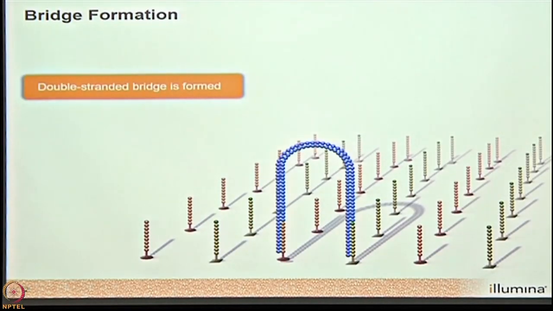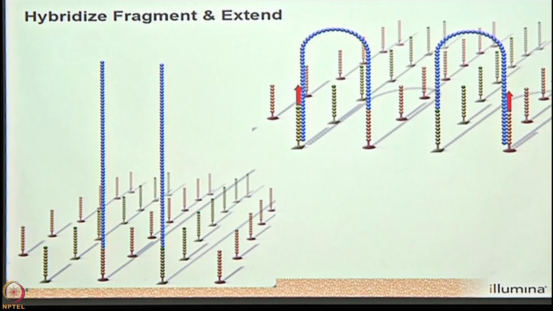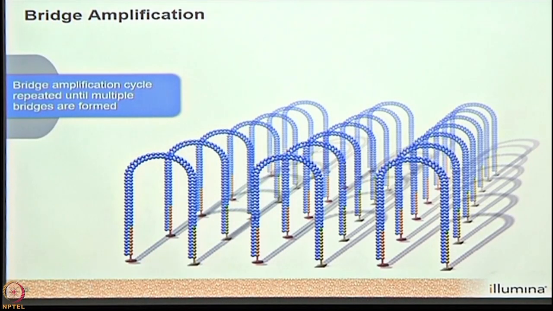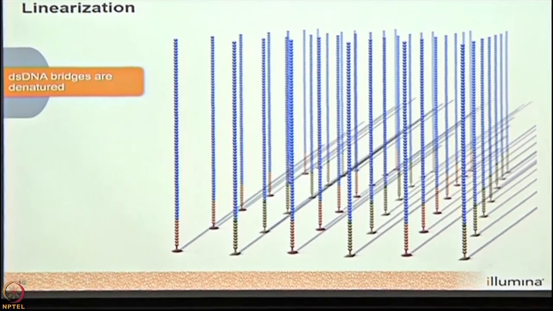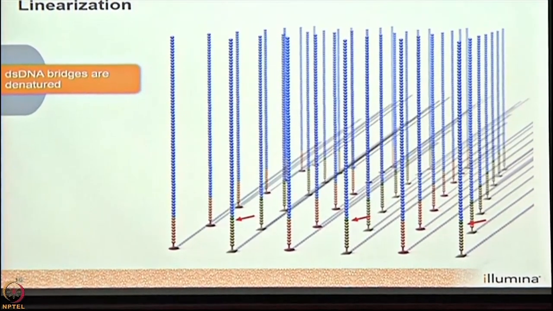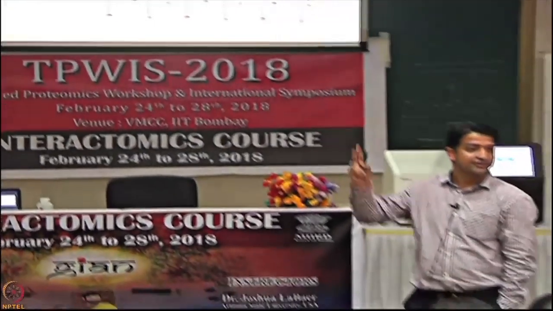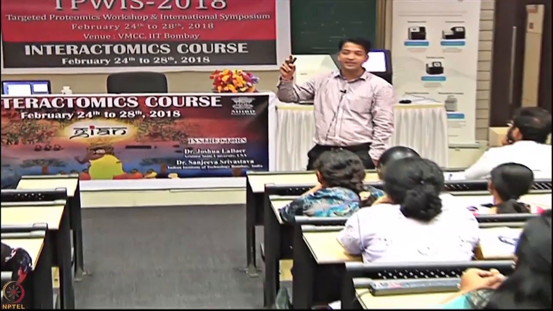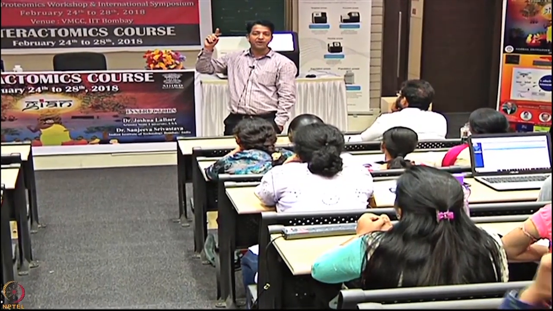Okay, then again we will denature it, and because both strands are bound to the surface covalently, you will see two strands over here, and this process will be repeated millions of times. Ultimately on the surface of the flow cell, you will have millions of fragments. Okay, so again we denature all the fragments. Essentially you can see it contains two strands. Which strands does it contain? Forward and reverse. Both strands. So initially we cleave the reverse strand and carry out the sequencing for the forward strand. Okay.